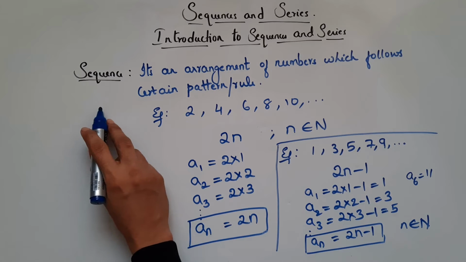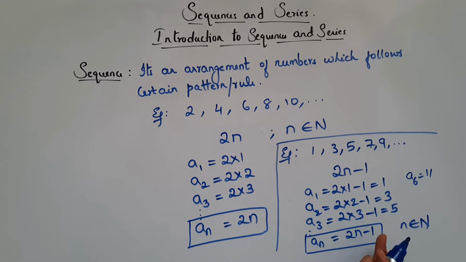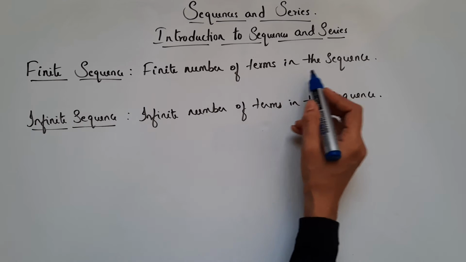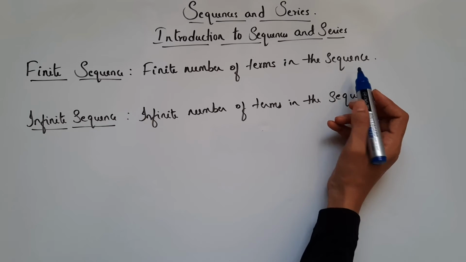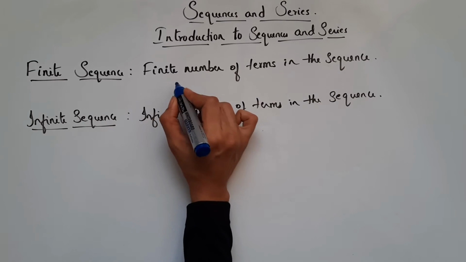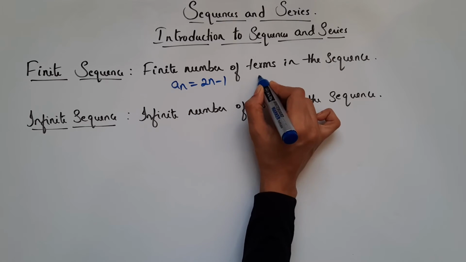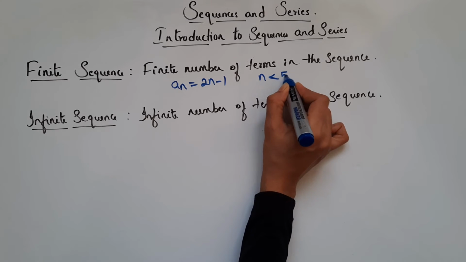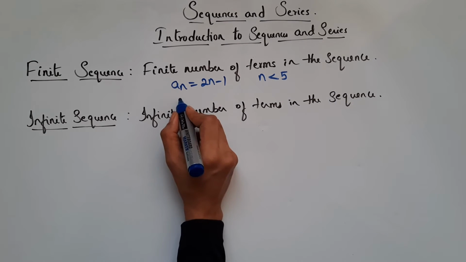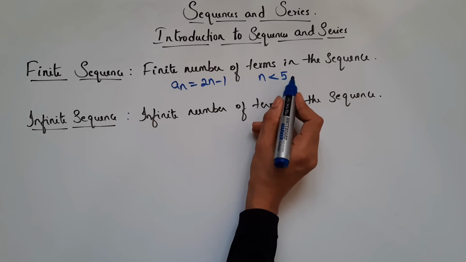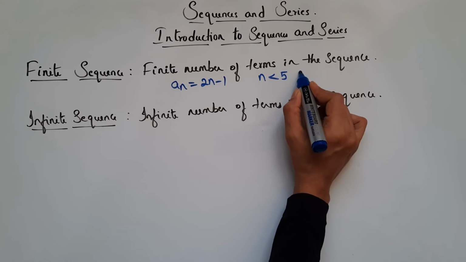So these sequences can be finite sequences or infinite sequences. We will see what finite sequences and infinite sequences are, but before that pause the video and note this down. So now what are finite sequences? If there are a finite number of terms in a sequence, then that sequence is called a finite sequence. Say for example, we have a pattern an is equal to 2n minus 1, where n is less than 5. So what is the sequence? So n will take values up till 4, right? Where n is a natural number.